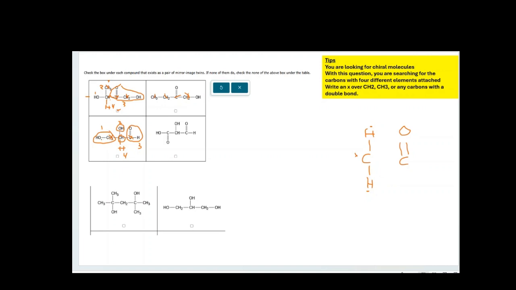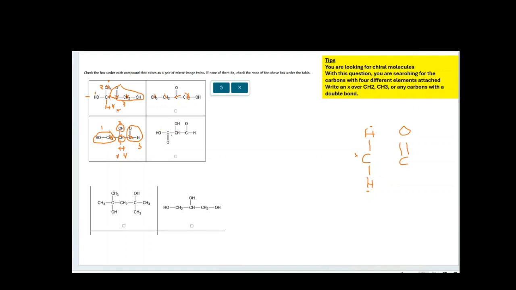So I got CH2, CH, or OH, that's 1. OH by itself, which is 2. On here, I have carbon double bonded to an O and an H on the other side right here. That's 3. And then just this hydrogen by itself. So that's 4. So it meets the requirements of being mirror image twins. I go to the next one.